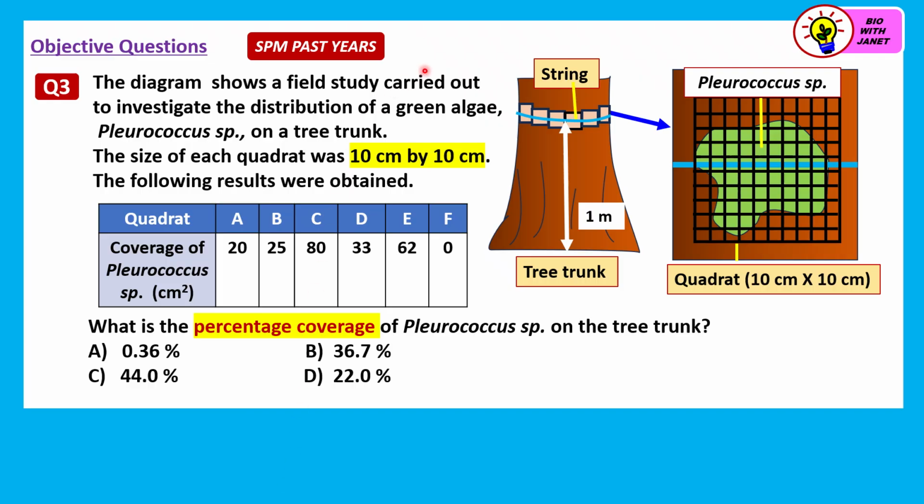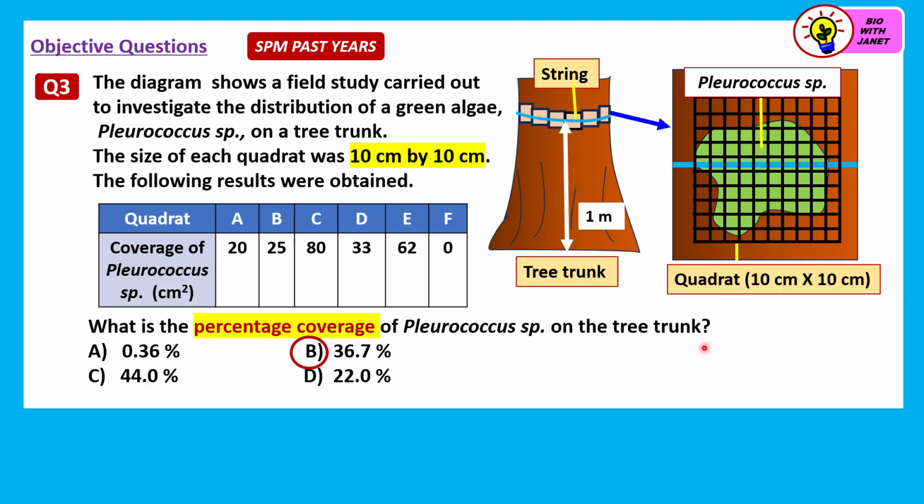Question 3. The diagram shows a field study carried out to investigate the distribution of a green algae, Pleurococcus species, on a tree trunk. The size of each quadrat was 10 cm by 10 cm, and the following results were obtained. So what is the percentage coverage of Pleurococcus species on the tree trunk? Try this question first by yourself. Right, what's your answer?